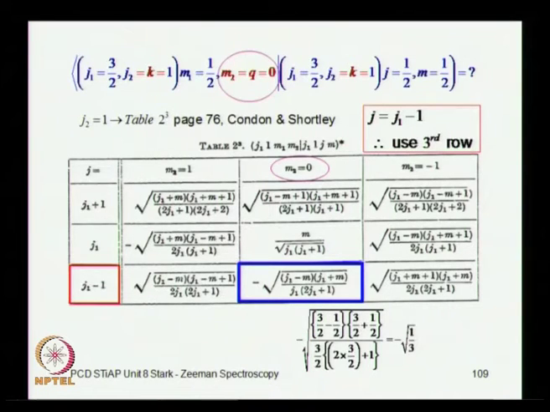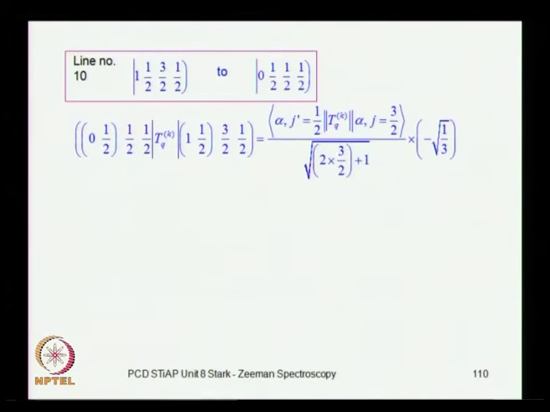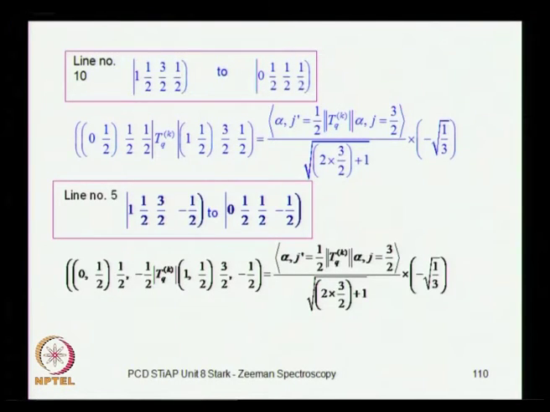In the previous case, you had two factors in the numerator under the square root, and the first factor was 3/2 plus 1/2 and the second factor was 3/2 minus 1/2. In this case, these two positions are swapped, but the numerical value turns out to be the same. So, this is the matrix element which you have factored into the reduced part and the geometrical part, which is minus of 1 over root 3. For line number 5, we had already found out what the factorization was, and here also you had minus of root 1 over 3. So, what is our conclusion?